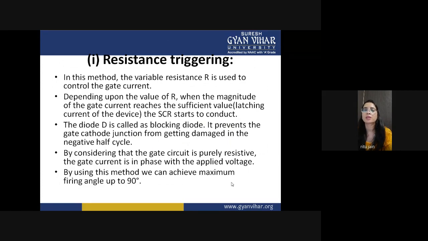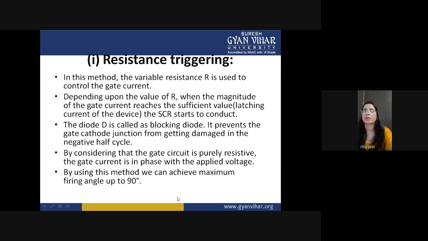So the diode D is called as blocking diode. It prevents the gate cathode junction from getting damaged in the negative half cycle. That's why we are using diode, because it is preventing the gate cathode junction from getting damaged in the negative half cycle. By considering that the gate circuit is purely resistive, the gate current is in phase with the applied voltage. So by using this method, we can achieve maximum firing angle up to 90 degree.